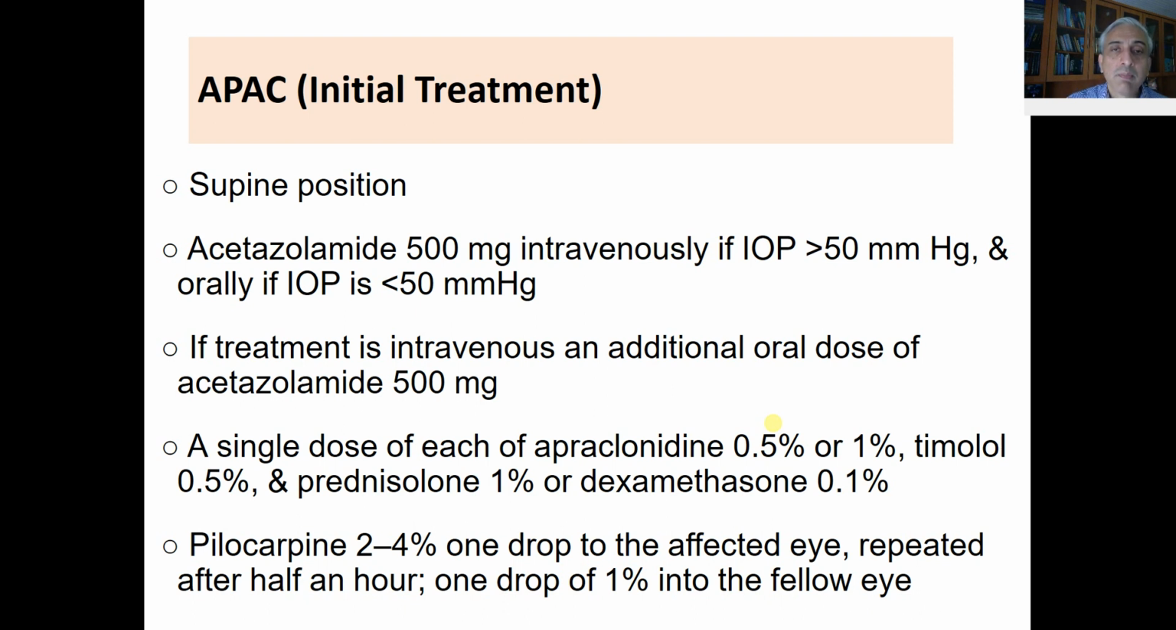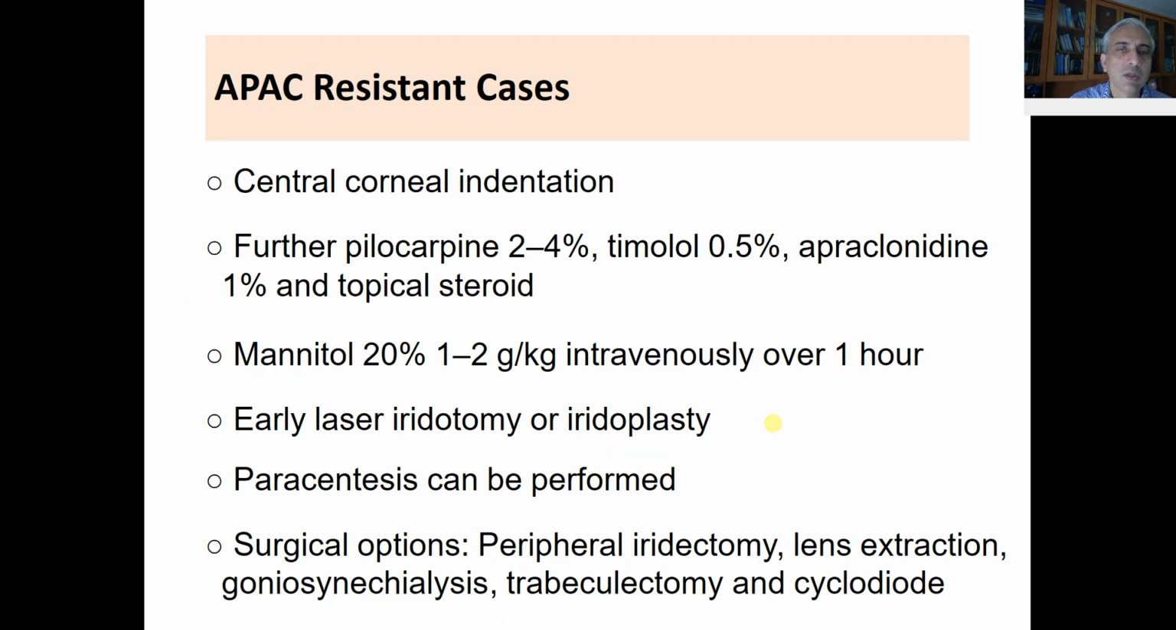Then the most important drops, which I ask the students all the time, which is the treatment of choice for angle closure glaucoma, that is pilocarpine, because that is the only drug that is going to open that angle by causing the pupil to constrict and pulling the iris inside from that appositional stage. So you put the drops at half-hourly intervals, and you put another drop in the other eye as well until you do a gonioscopy.